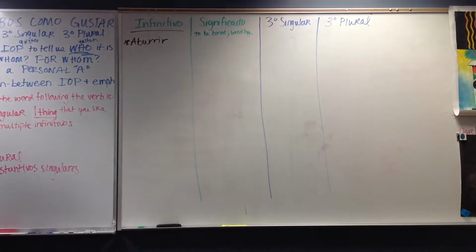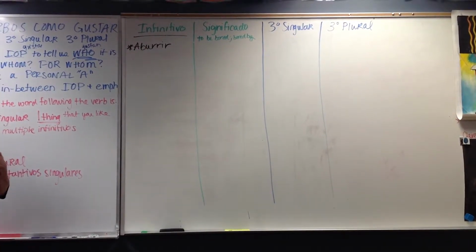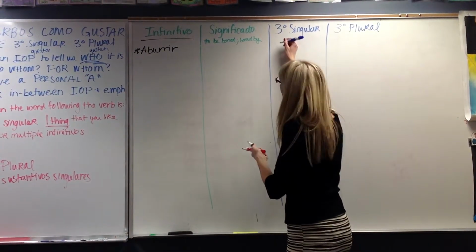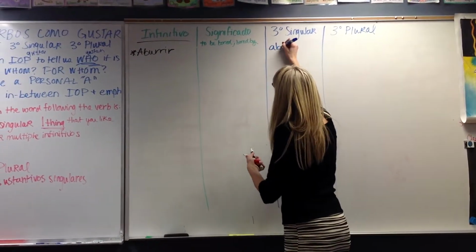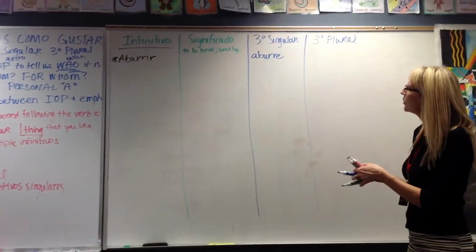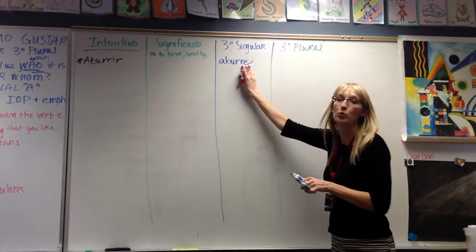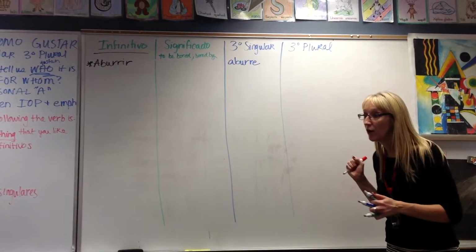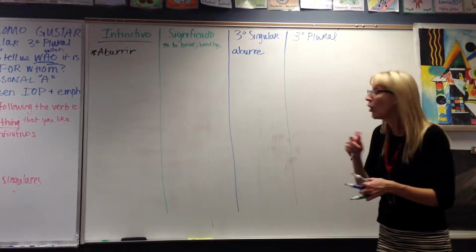Okay? Now, what is our third person singular going to be for aburrir? Aburre. Okay? And is that in the present or the preterite? Present. That would be in the present tense. What would your preterite ending be for aburre? Aburrió. Oh, with acento sobre la O.